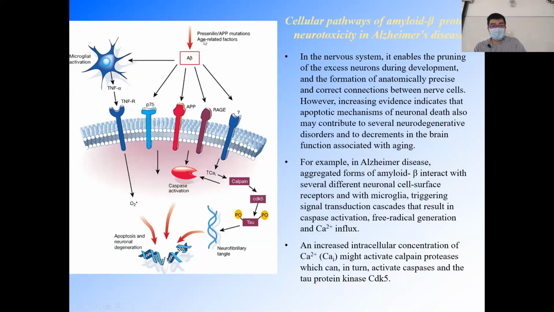So you can see that the A beta that is processed by the presenilin or A mutations, age-related, will affect the nervous system in different cases. There are different possible pathways, and it is believed that at the end, they increase the calcium, in which the calpain is activated, and then a kinase, CDK5, can phosphorylate tau, and that becomes the neurofibrillary tangles, which then induces apoptosis. So these are some of the pathways believed to be involved.